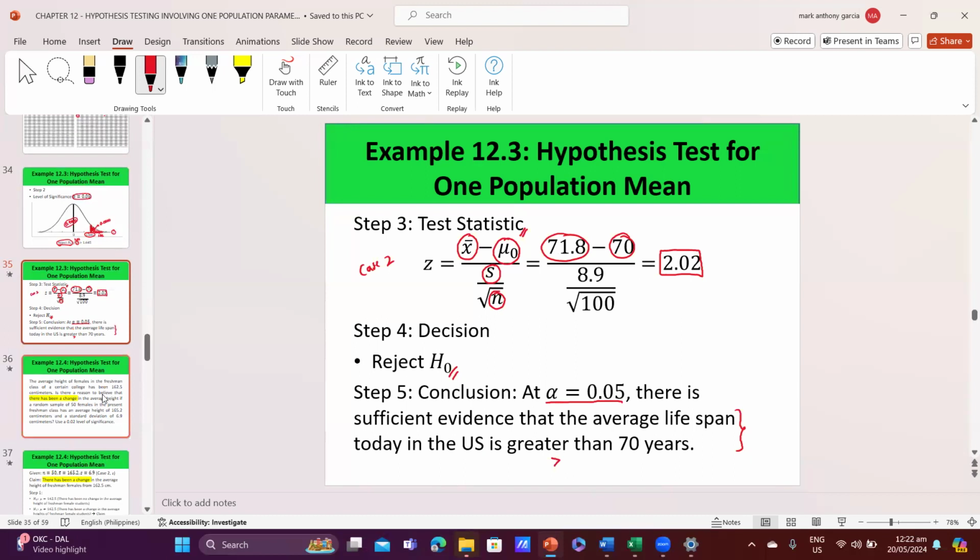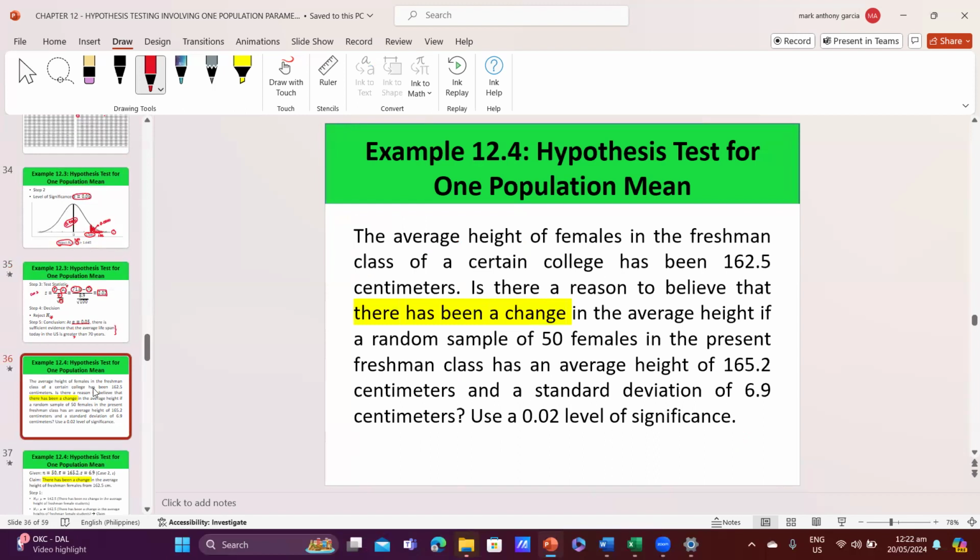Now let's have another example. The average height of females in the freshman class of a certain college has been 162.5 centimeters. Is there a reason to believe that there has been a change in the average height if a random sample of 50 females in the present freshman class has an average height of 165.2 centimeters and a standard deviation of 6.9 centimeters? Use a 0.02 level of significance.